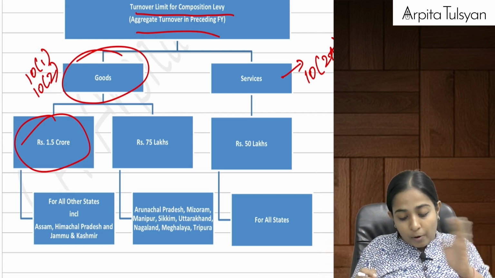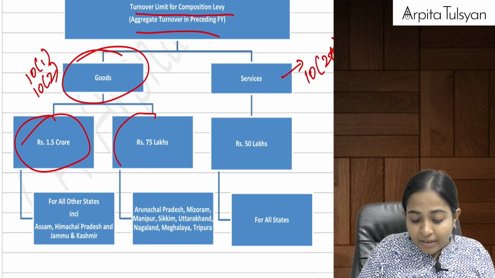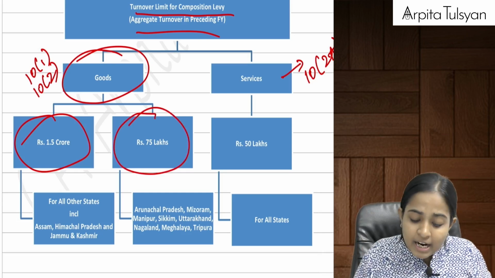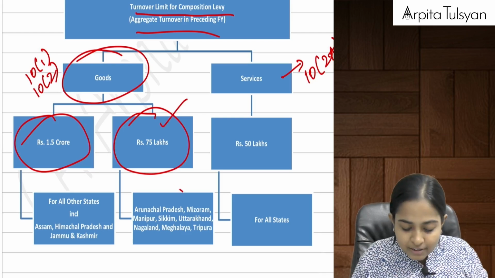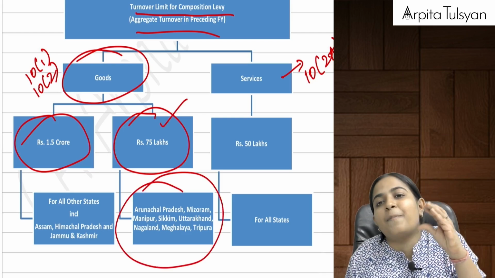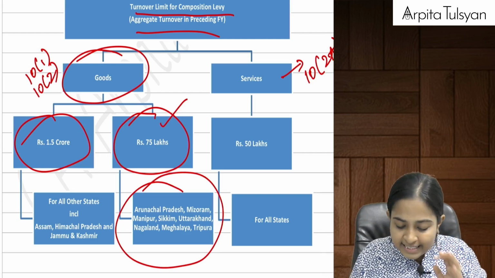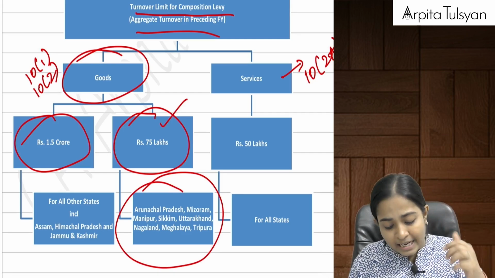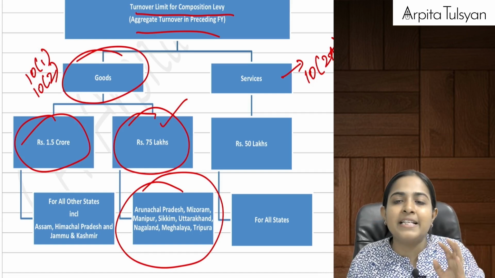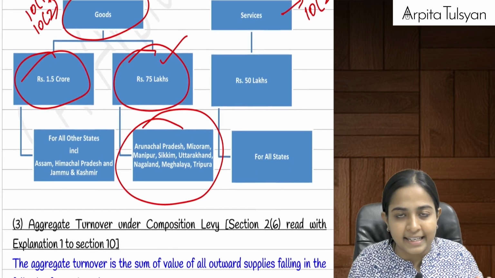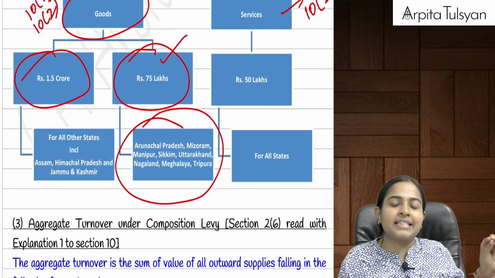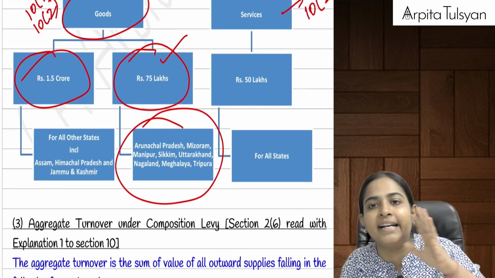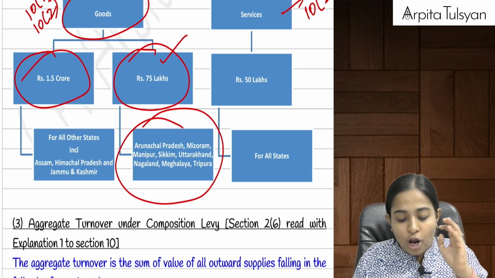Then they introduced one more point here: instead of 1.5 crore, the limit will be 75 lakhs for some of the special category states. Which are these states? Arunachal Pradesh, Mizoram, Meghalaya, Manipur, Sikkim, Uttarakhand, Nagaland and Tripura. These are your special category states. For these states, if in the last year your aggregate turnover did not exceed 75 lakhs, then in the current year you are eligible for the composition scheme.